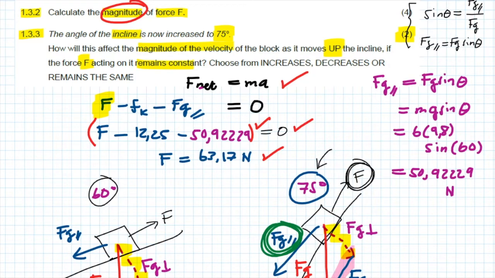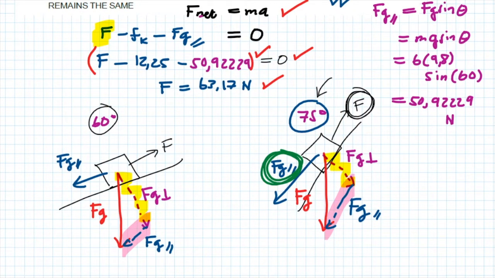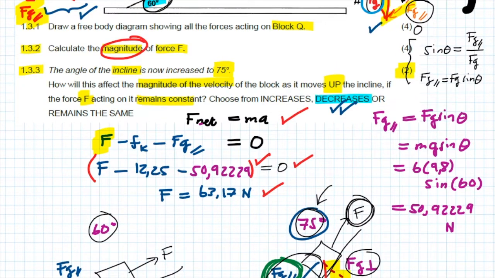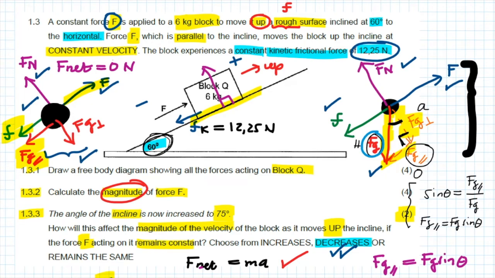The correct answer to question 1.3.3 is therefore decreases. And for writing down decreases, you're going to get 2 marks. But grade 11s, if you were asked to explain this, then you would have to mention that as a result of the increased angle, the incline is steeper. Since it is steeper, FG perpendicular is going to decrease, while FG parallel is going to increase for the same FG. Therefore, we have more force in the opposite direction to the motion, and as a result, the object is going to slow down. So 2 marks for decreases and grade 11s.